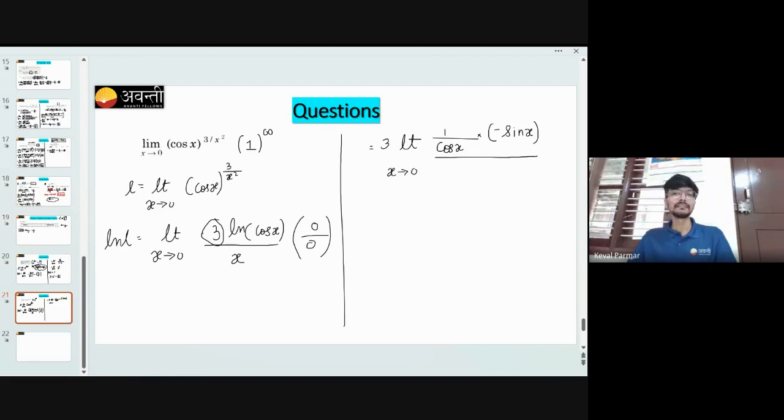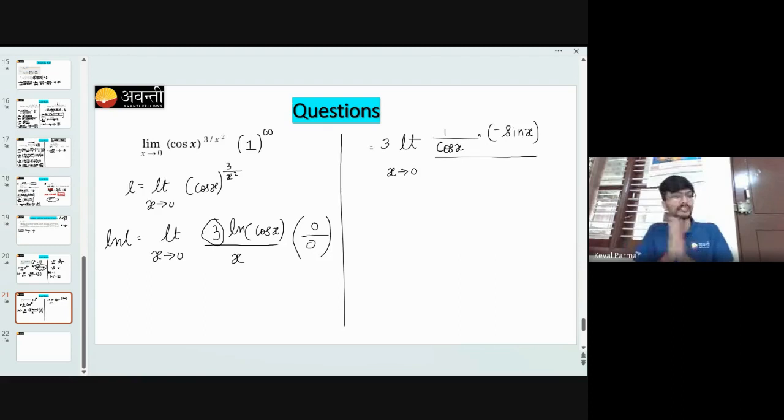As you can see, the indeterminate form is gone. So I can easily put the value of x. If I put 0, I will get minus sine 0 upon cos 0. What is the value of sine 0? It is 0. So 3 into 0 is 0. But don't forget, the value is ln L. We want L, which will be e raised to 0, which equals 1. Anything raised to 0 is 1.